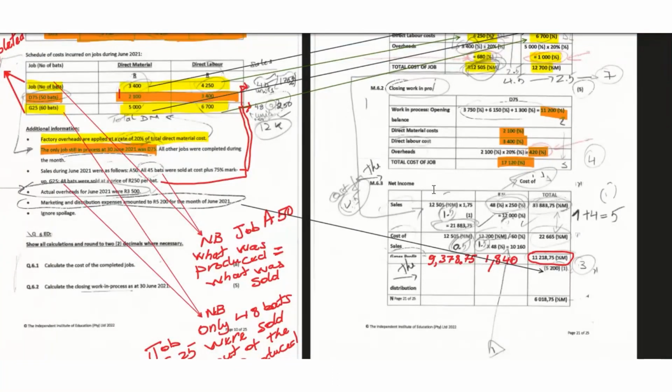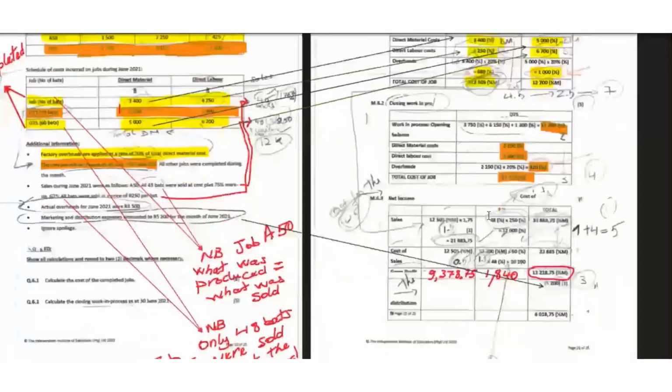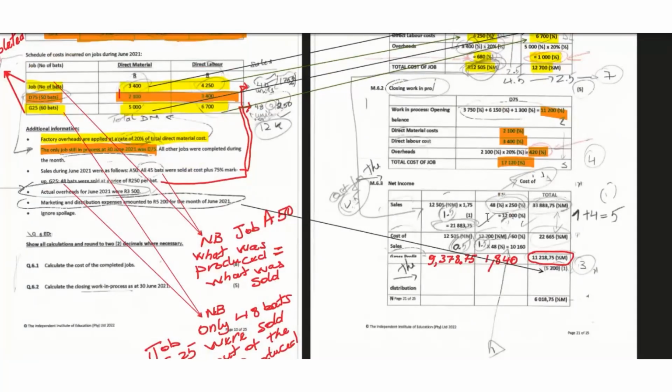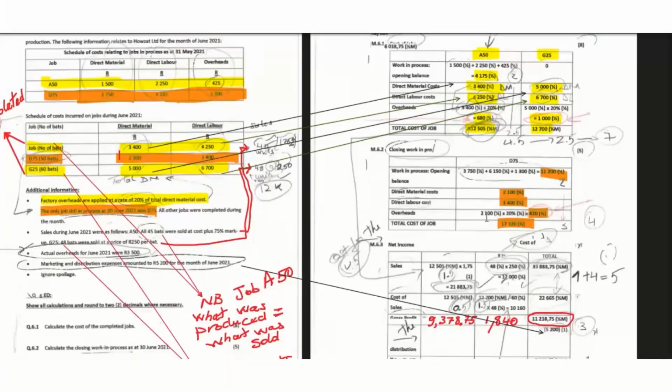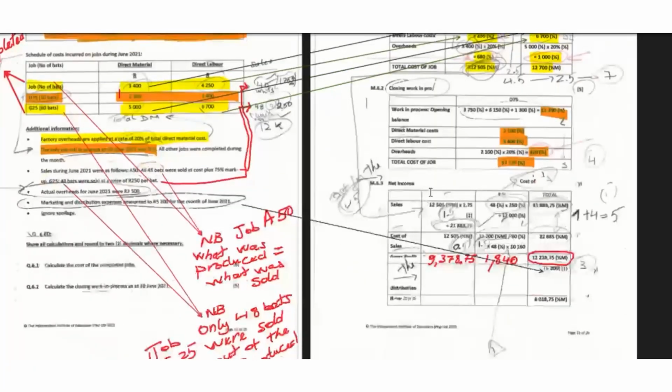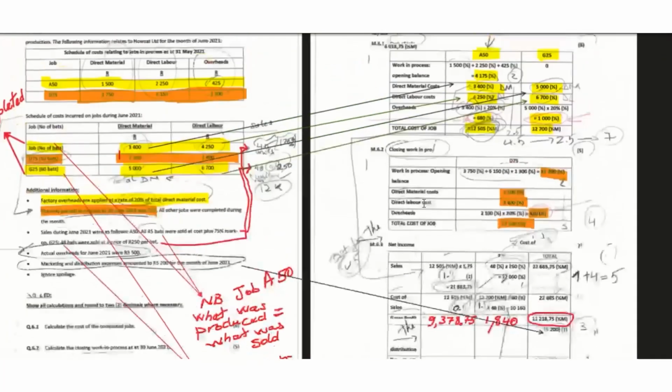Calculate the closing work in process at 30 June 2021. What is the closing work in process? When you're looking at the closing work in process, it means what was not completed. What was not completed? D75 was not completed, meaning it's still a work in process. Therefore, we will do the same, but this time we're only going to do it for D75.